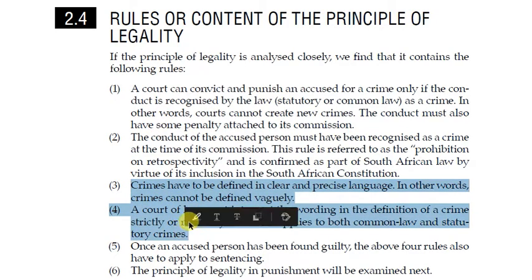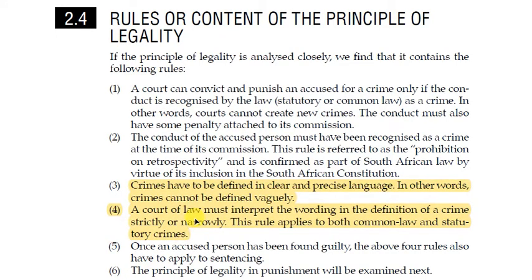Okay, this is where our answer is. The crimes have to be defined in clear and precise language, which means that it must be stated clearly what is behaving inappropriately. You know, what do they mean when they say a person cannot behave inappropriately? Guys, inappropriately is the opposite of appropriate. So do not get confused.